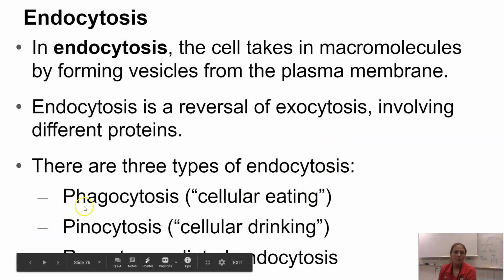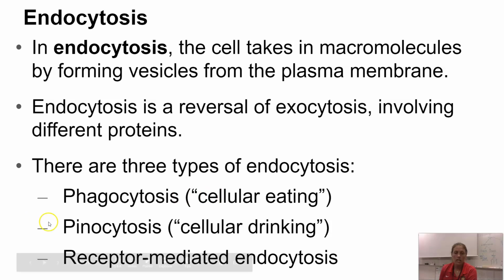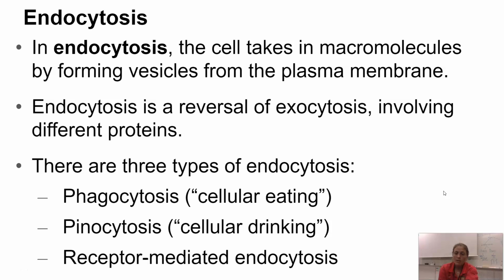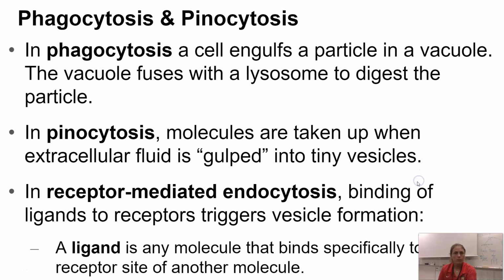Okay, so we have phagocytosis, which is a cell eating. We have pinocytosis, which is a cell drinking. And then our last one is receptor-mediated endocytosis. And that one is kind of similar to co-transport, where we have to have A happen before B can actually happen. So phagocytosis and pinocytosis.